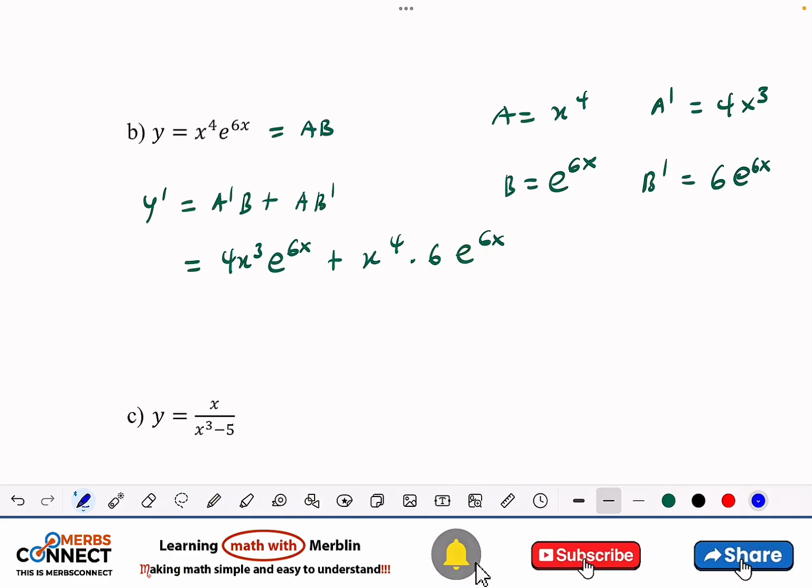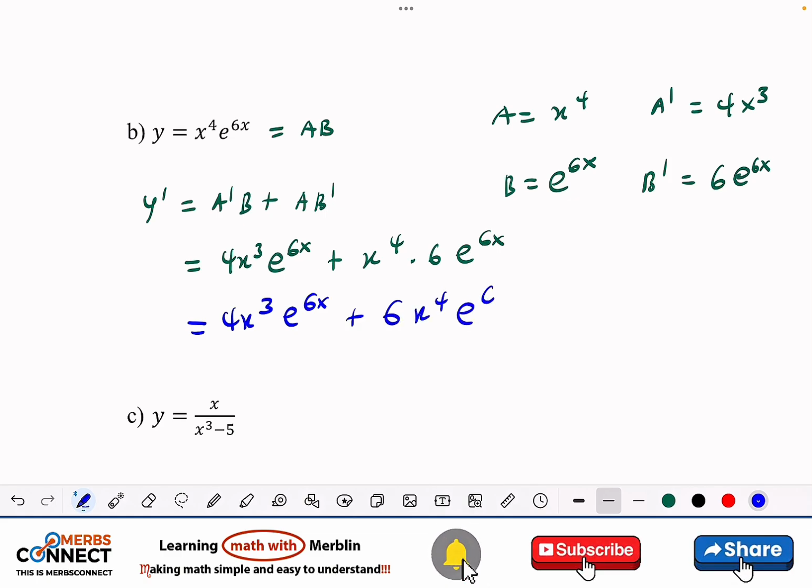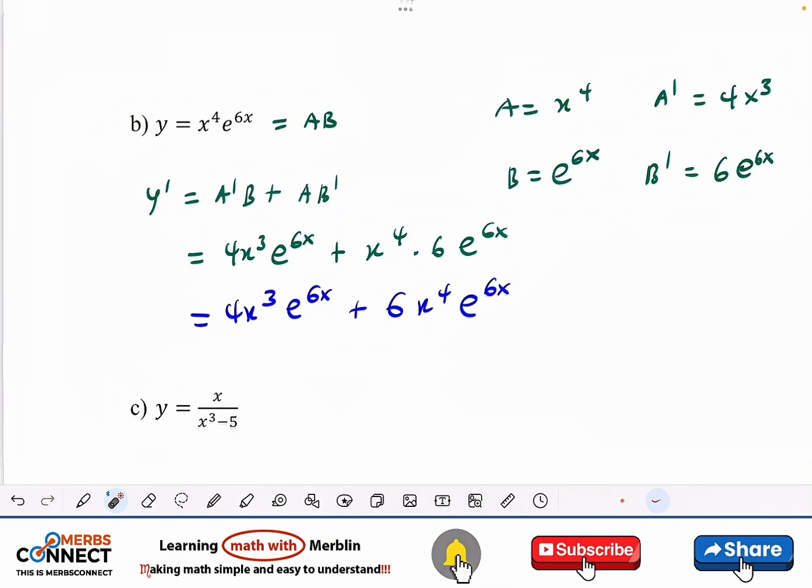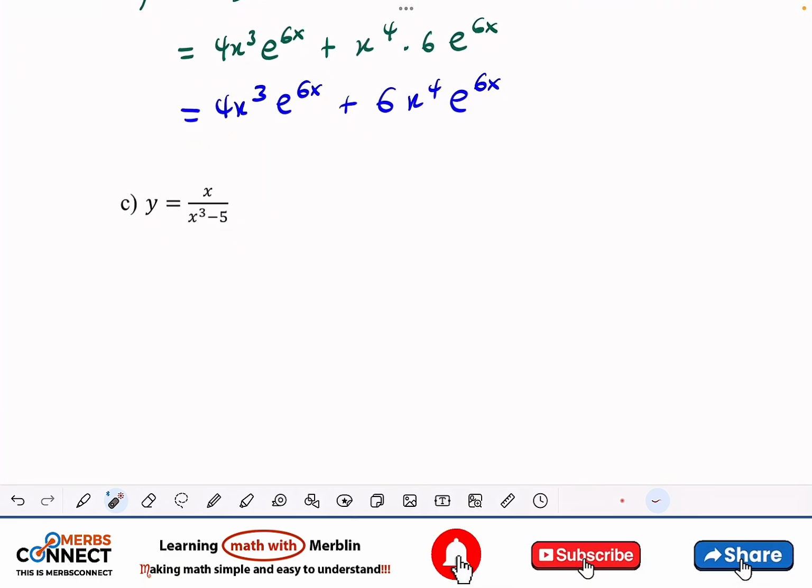Small simplification and we are done. 4x to the power 3 e to the power 6x plus 6x to the power 4 e to the power 6x. So this is the product rule for this function right here. So it's always good to pick this and then you just do substitution. You can also do direct differentiation and you're okay to go.